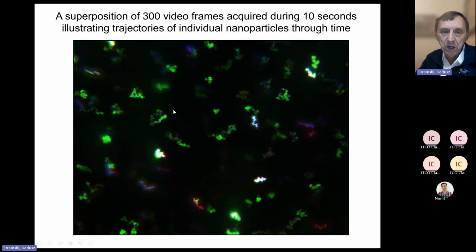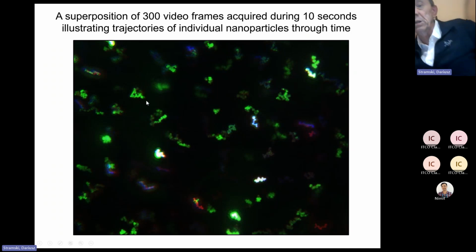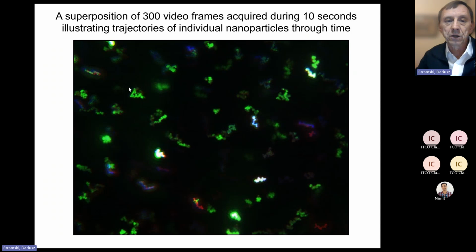So each blob here indicates the trajectory of a single submicron particle. You can calculate the distance traveled of this particle per unit time, which relates to the so-called Brownian diffusion coefficients, and then from that you can calculate the size of the particle. Also, if you have the volume calibrated, you can calculate the concentration of particles.